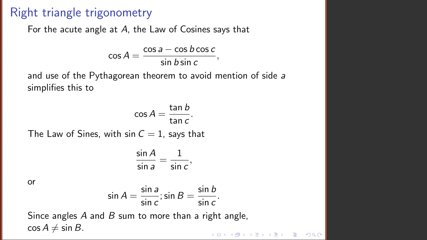But you'll notice that the cosines are given in terms of tangents and the sines are given in terms of sines of side lengths. So it's no longer true that the cosine of angle A is equal to the sine of angle B. Why is that reasonable? Because this is no longer Euclidean geometry. The angles no longer sum to 180 degrees, and the cosine of angle A is no longer equal to the sine of B. But in a very simple way, one of these is a ratio of tangents, the other is a ratio of sines.